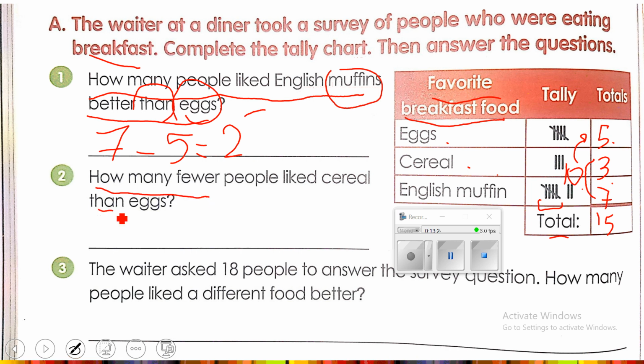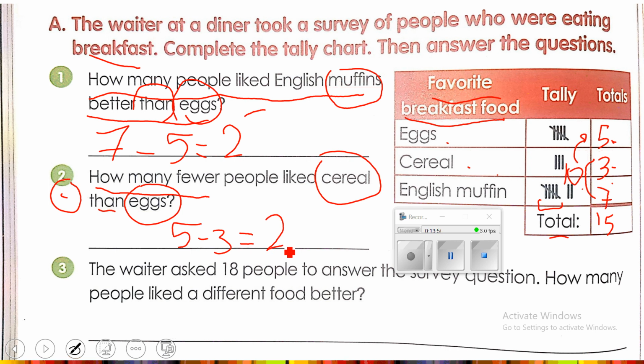Now, how many fewer? How many fewer than? Excellent, subtract. How many fewer people like cereal than eggs? I have to compare between cereal and eggs. Here is 3 and 5. Yes, which is greater? 5. So 5 minus 3 equals, perfect, so easy, 2.